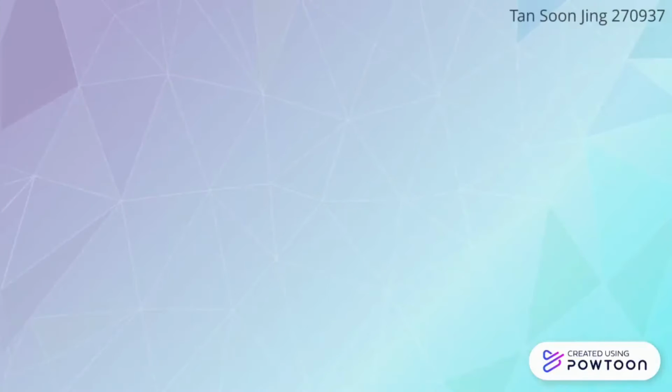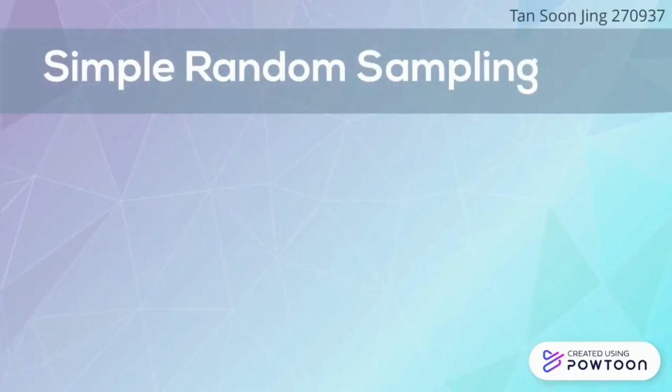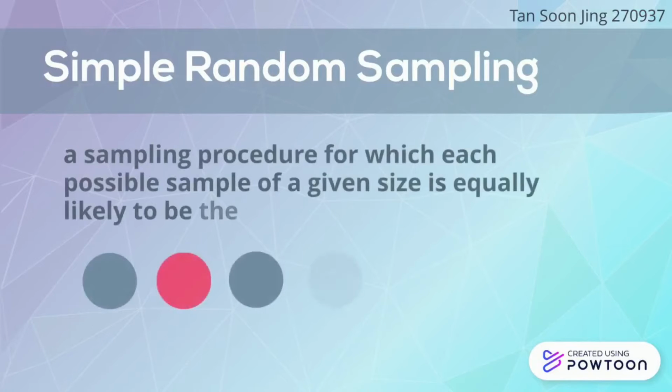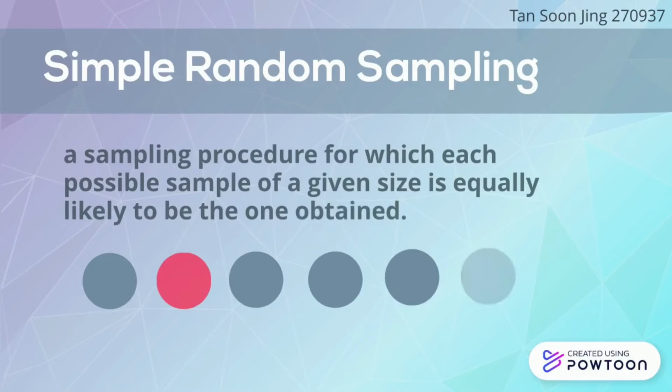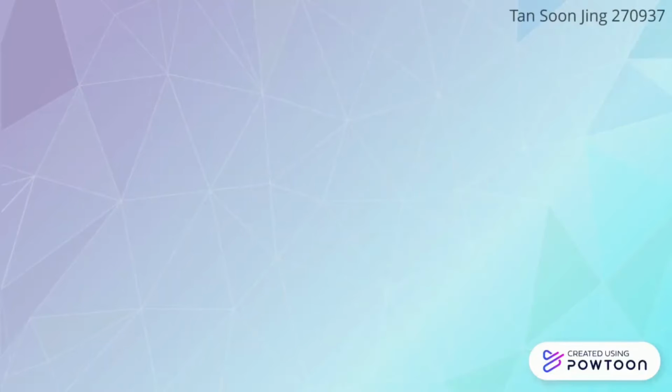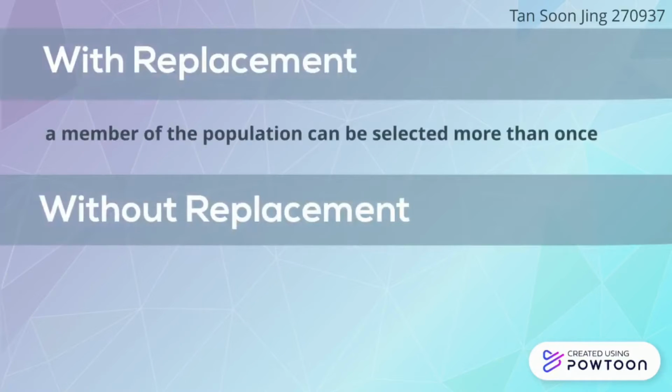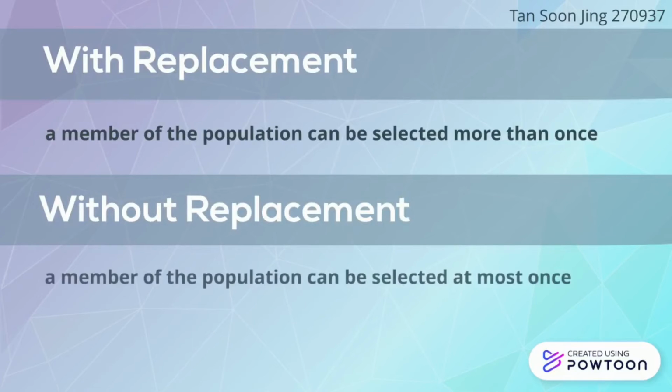Now, I will introduce simple random sampling. It is a sampling procedure for which each possible sample of a given size is equally likely to be the one selected. It means every single member has an equal chance to be selected in the sample. There are also two types of simple random sampling: with replacement and without replacement. With replacement, a member of the population can be selected more than once. Without replacement, a member of the population can be selected at most once.